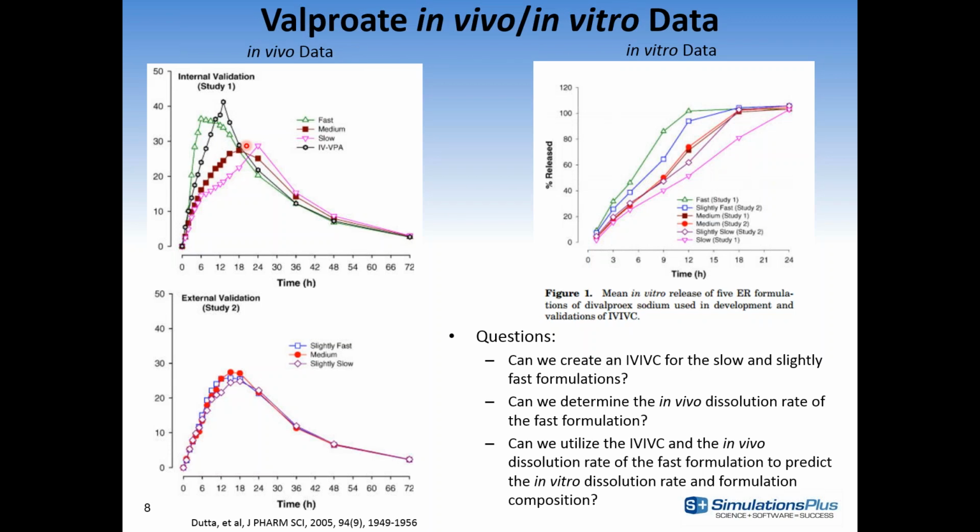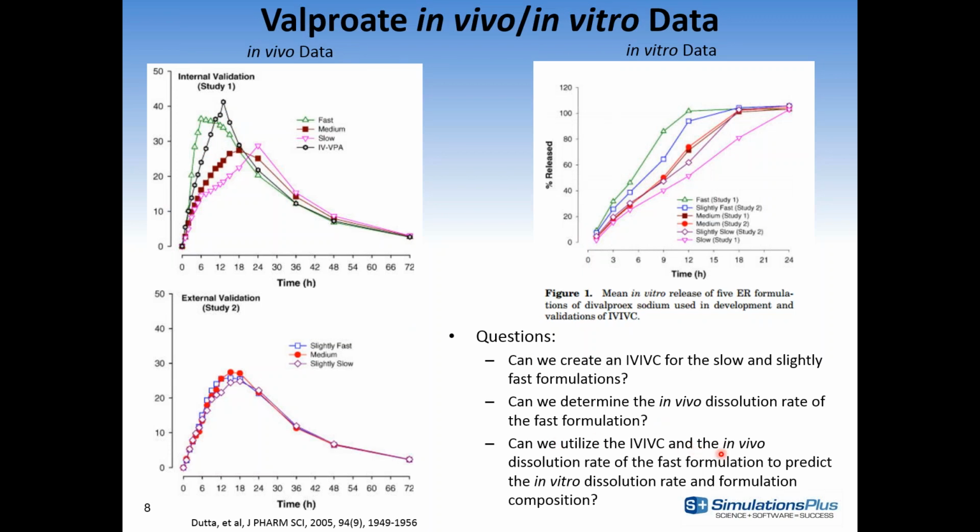So what we did was build an IVIVC for only two of the formulations, the slow and the slightly fast formulation. The slow is the magenta formulation here, and the slightly fast formulation is the blue formulation. And then we wanted to see if we could design a tablet formulation that would hit the green PK curve in the study. So that's what we're doing.